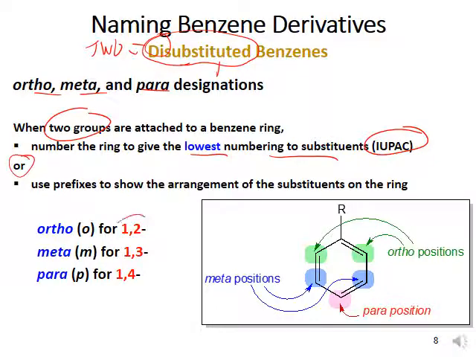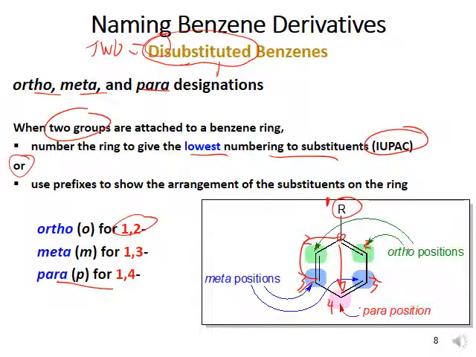Ortho is whenever they're right next to each other. Meta is whenever they're one position apart. And para is if they're across from each other. So there are two ortho positions if we're looking at the first group attached. There are two meta positions, but only one para position. So the first substituent would be 1, and then this would be 2 or 2. This would be 3 or 3, and this would be 4.